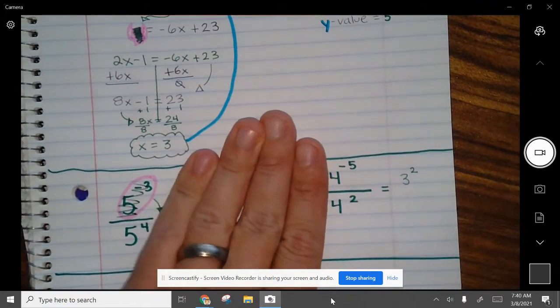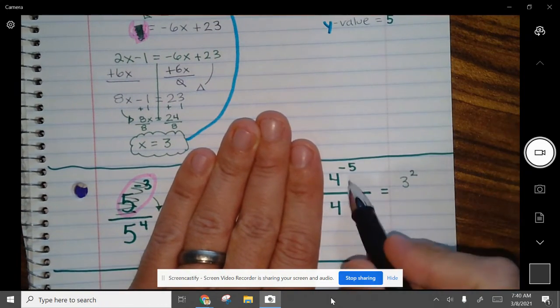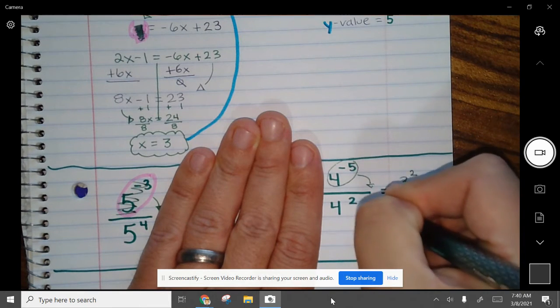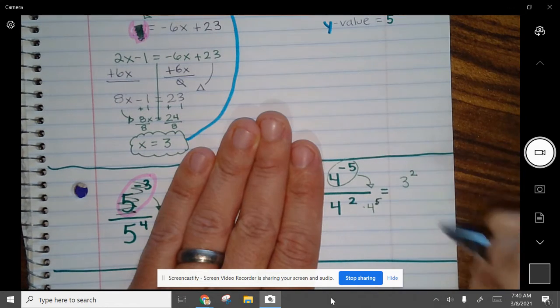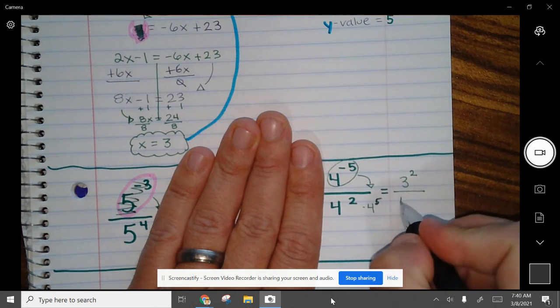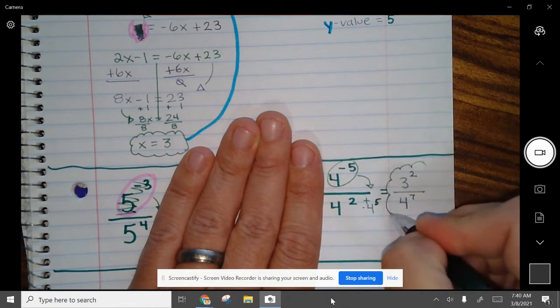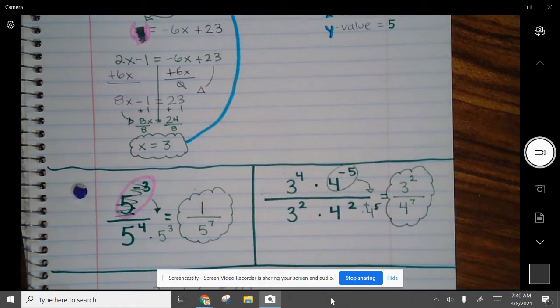Now, what about this one? Well, we just did a problem just like this over here. What's going on here? This 4 to the 5th doesn't like to be here. It's going to move down and become positive. Whenever you have a negative exponent, you have to fix it before you do any part of the problem. So now, how many are on the bottom? 4 to the 7th. And there's your final answer. Okay? These are skills we have to know.